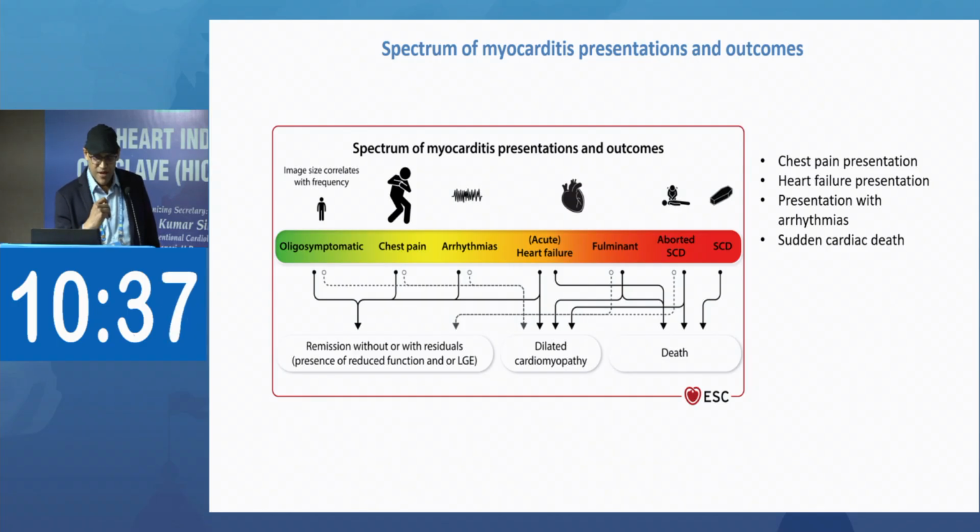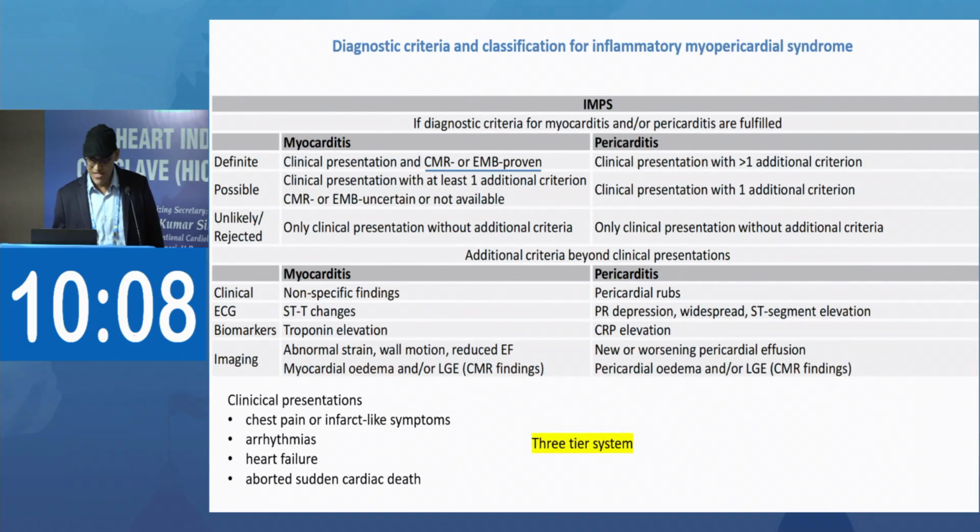The spectrum of myocarditis presentations and outcomes: the patient could be oligosymptomatic. Chest pain could be the initial presentation. Initial presentation could be heart failure, or in fulminant cases, or aborted SCD. And arrhythmias could also be the first presentation in patients of myocarditis. So this is basically a spectrum of presentations that these patients of myocarditis can present, and this could lead to dilated cardiomyopathy, remission, or different presentations.